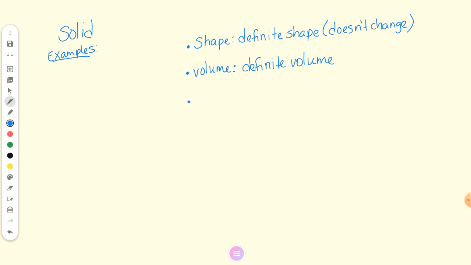And the last thing we're going to talk about for each one is the molecules. How are the molecules arranged in a solid? Max? You can use the front picture to help you. That shows the molecules. How are they? They're tightly packed. The molecules are tightly packed.